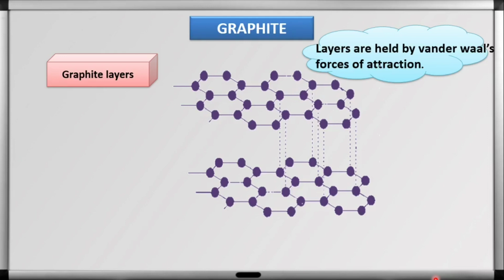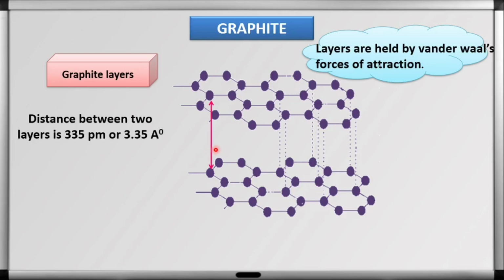Now we will look at the bond lengths. बघा आता आपण या 2 layers मधली लेंथ, आपलं मेजरमेंट बघूया. Now the distance between these 2 layers is 335 पिकोमीटर. या दोघांमधलं डिस्टन्स हे 335 पिकोमीटर आहे.